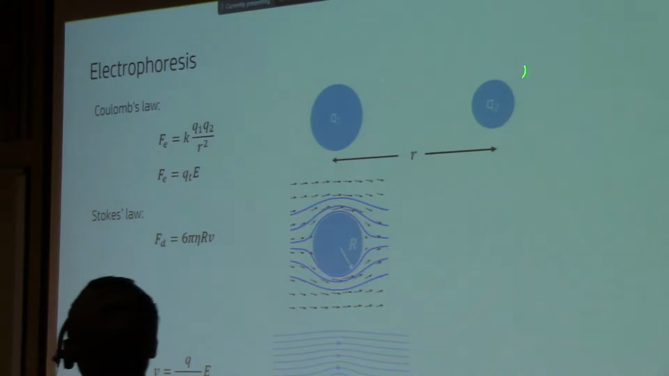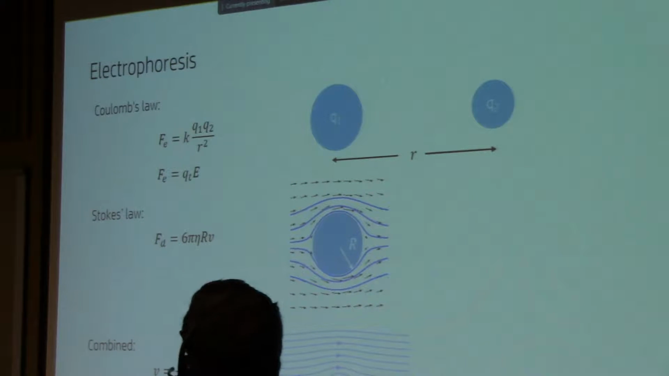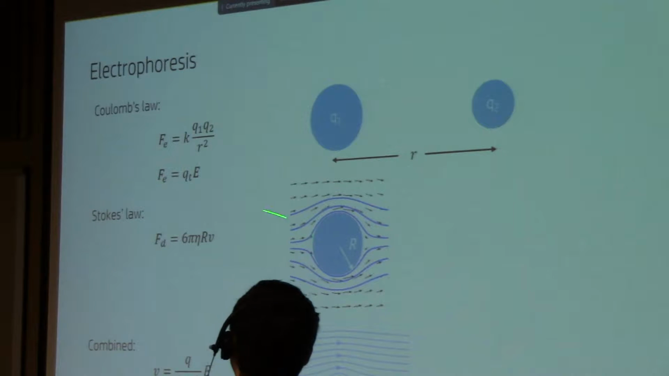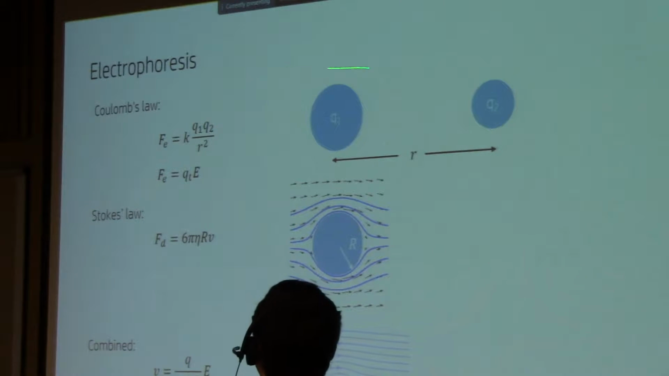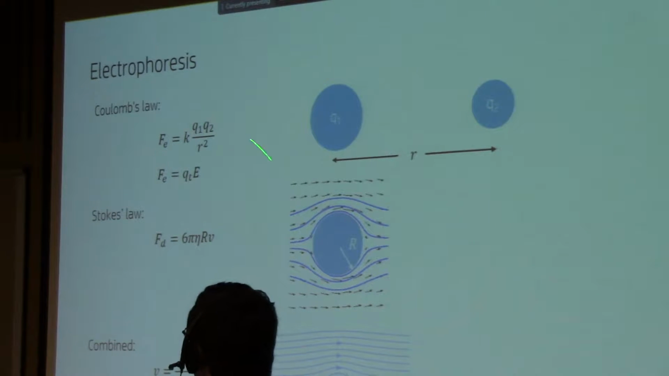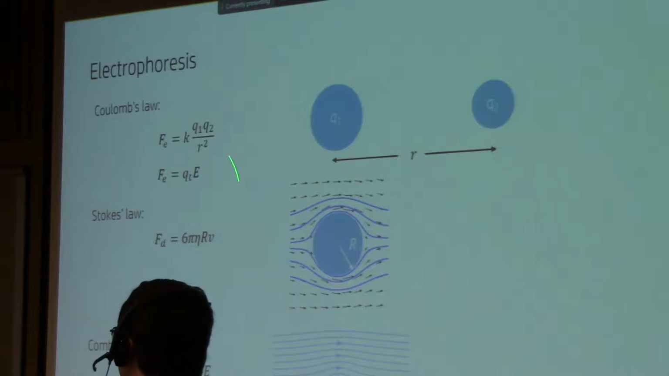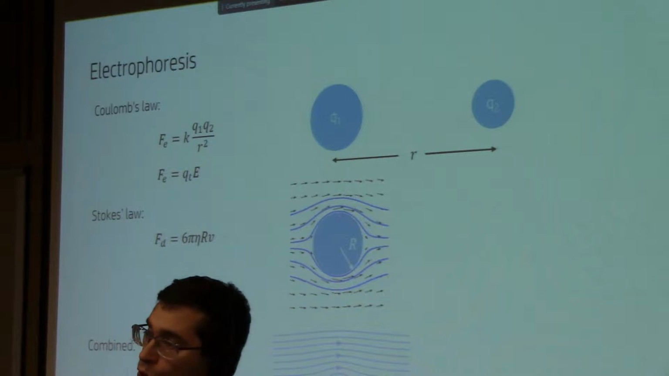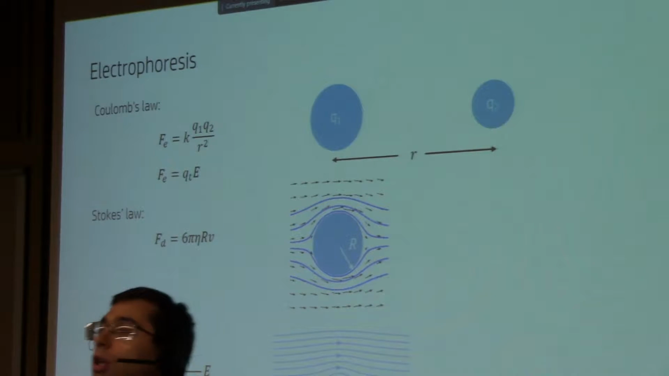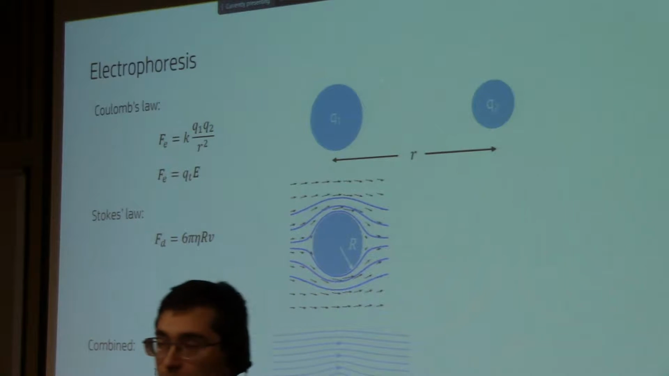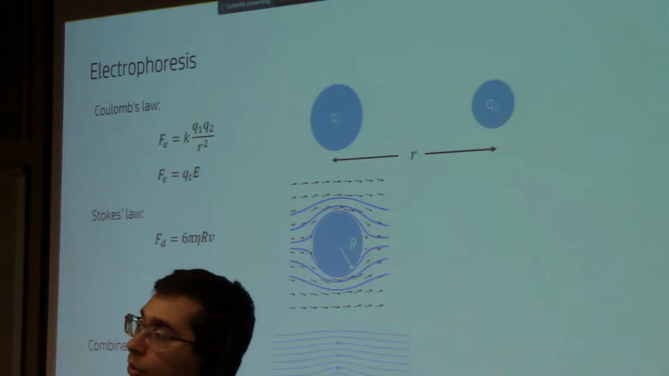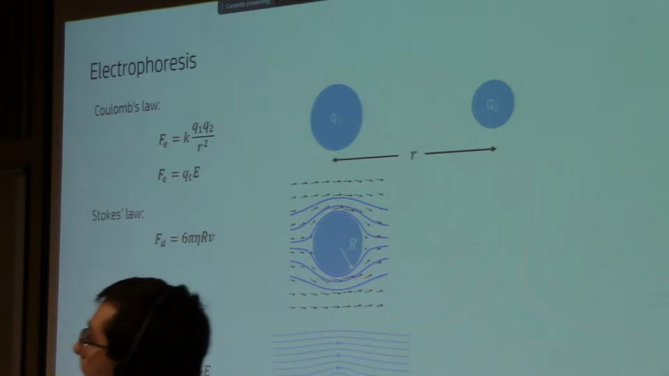So that's the electrical part of electrophoresis. And the fluidic part of electrophoresis is Stokes' law. Stokes' law is actually not an empirical law. It's a very valid equation, but it's derived straight from Newton's second law of motion, which most of you recognize as F equals ma. F equals ma is actually a simplification of that law.